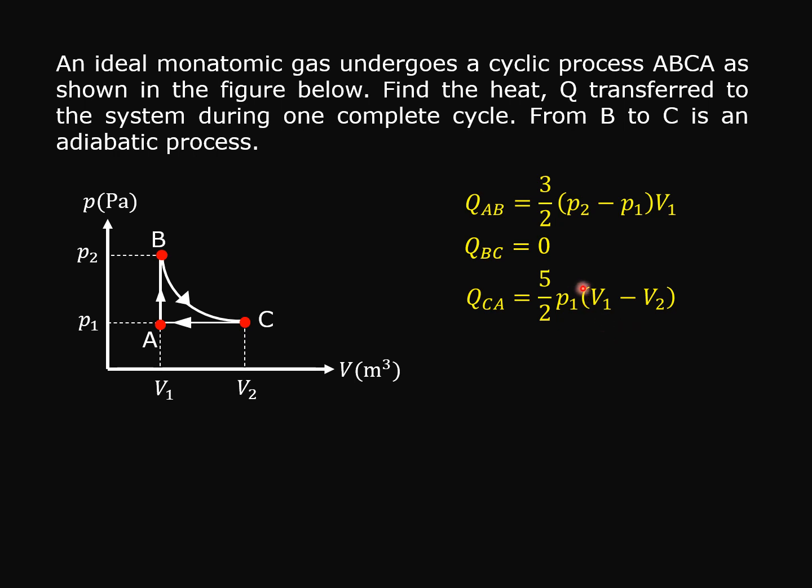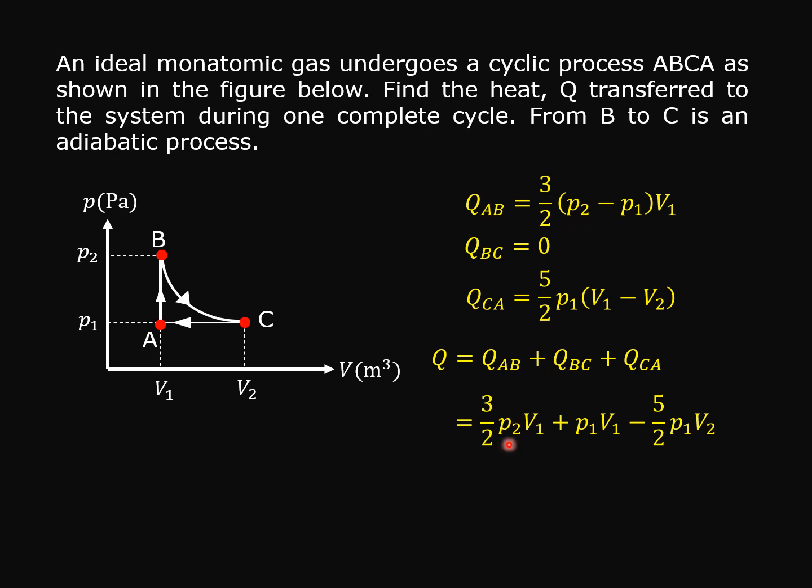Now, since this P2 is larger than P1, we know that this QAB will take the positive value. QCA, since V1 is smaller than V2, we know that this QCA will take the negative value. So this is positive, 0, and this is the negative value. If we sum up all these three terms, we'll get the total heat transfer for one complete cycle.